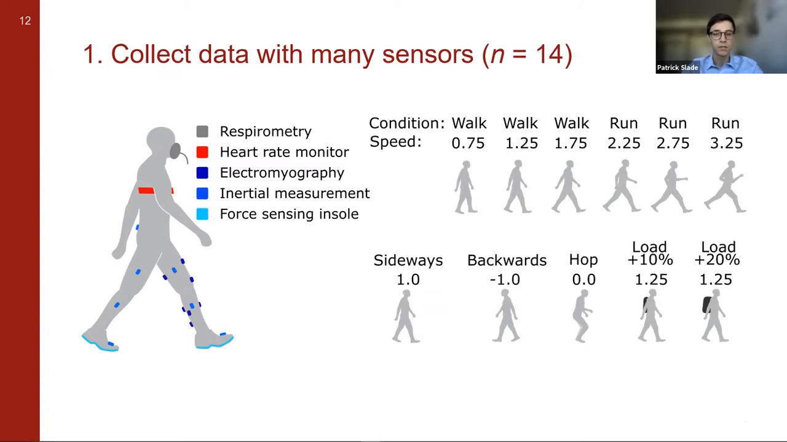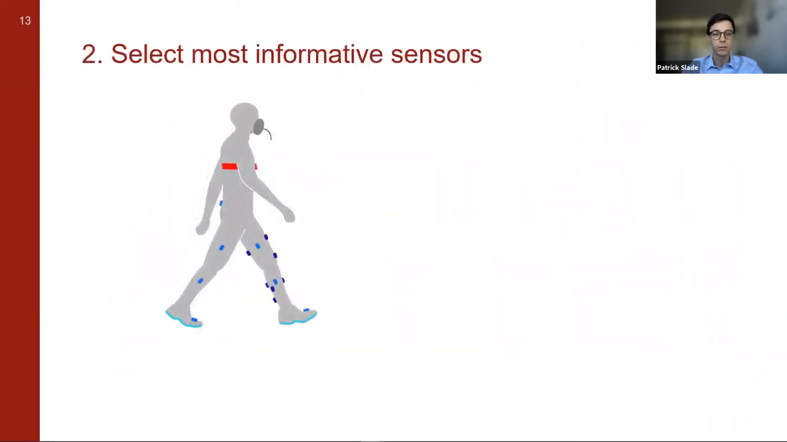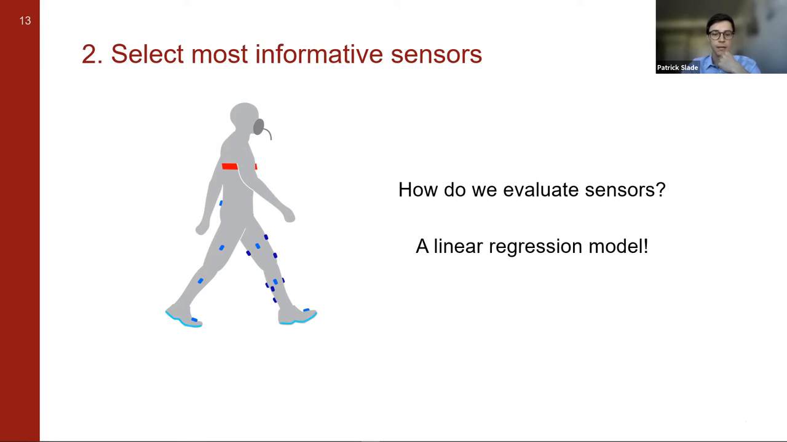So now that we had all of this data, we wanted to select the most informative sensors. The first question that we'll have to ask is, how do we evaluate a set of sensors to determine if one is better than another? And the answer to that is with a linear regression model, which we called the data-driven model previously.